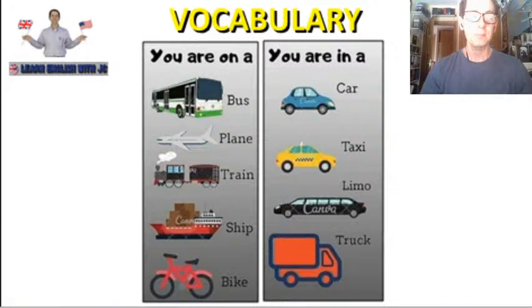So anyway, so once again, really fast. You are on a bus, you are on a plane, you are on a train, you are on a ship, you are on a bike. With the preposition in, we have you're in a car, we're in a taxi, we're in a limo, we're in a truck. All right, so remember the difference between on and in. It says bicycle. Yeah, you could say bike or bicycle. Doesn't matter, Sharma. You're on a bike, you're on a bicycle, doesn't matter. You use on.